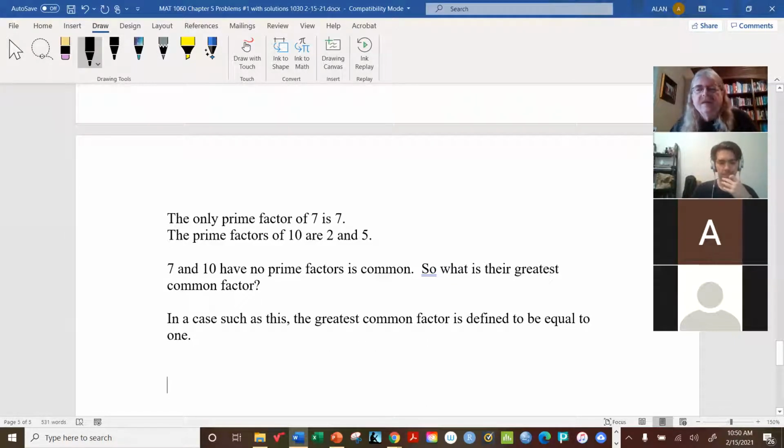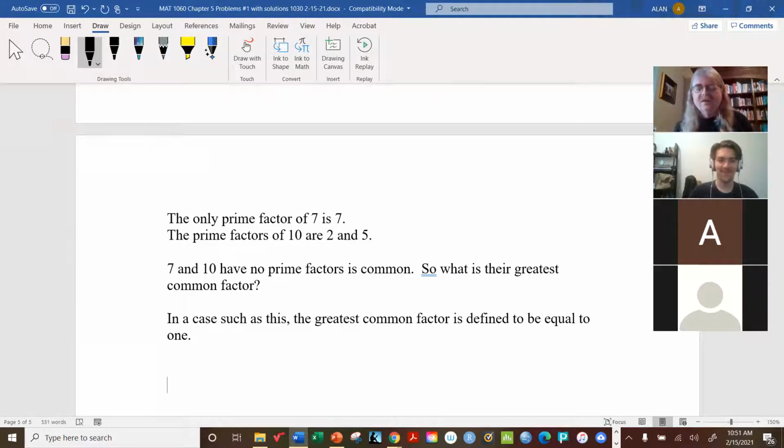Okay, so if you have two numbers without a common prime factor, then we say that their greatest common factor is 1. Even though it's not prime, it's still considered to be a factor of both numbers. Do you find that very disturbing? Yeah, what's going on here?